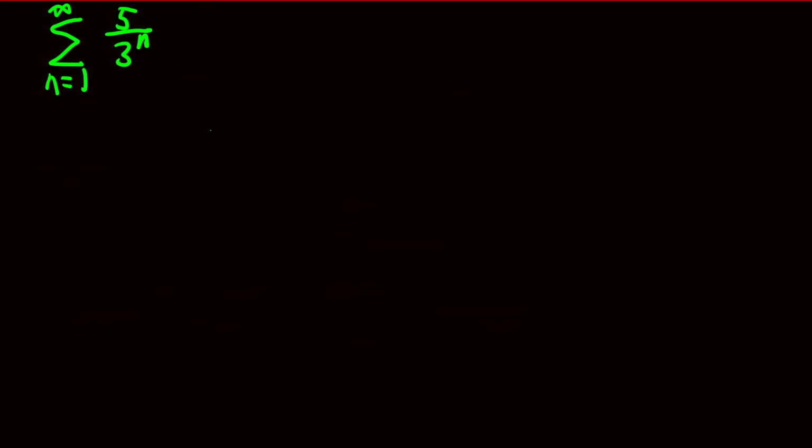Alright, so the summation from 1 to infinity of 5 over 3 to the n. So in the last video, we talked about how to rewrite it. Let me just write the sum formula again: a1 over 1 minus r. So this, you can rewrite as 5 times (1/3) to the n. We talked about how to do that in the last video.